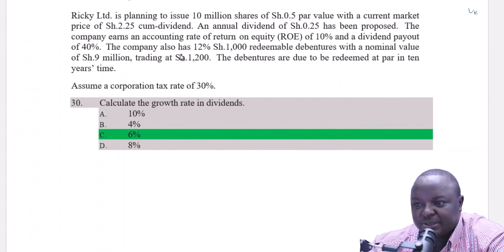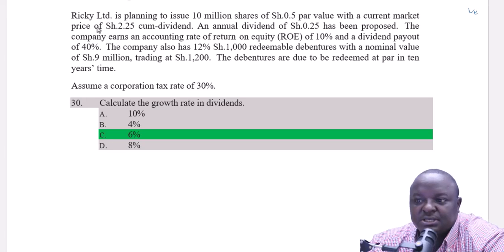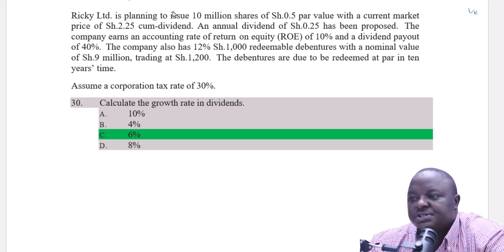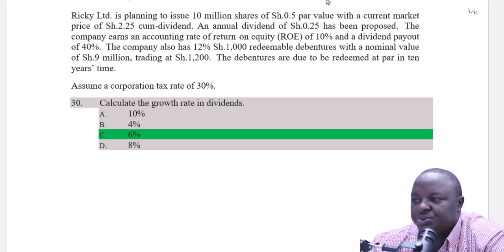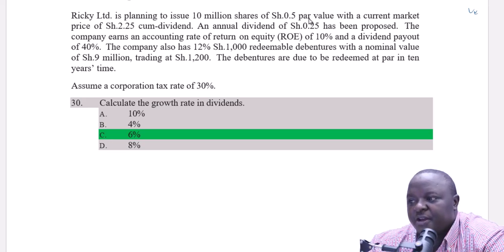Now question 30 to 40. Question 30 states: use the following information to answer questions 30 to 35. Ricky Limited is planning to issue 10 million shares of 0.5 par value with the current market price of 2.25, cumulative dividends. An annual dividend of 0.25 shillings has been proposed.